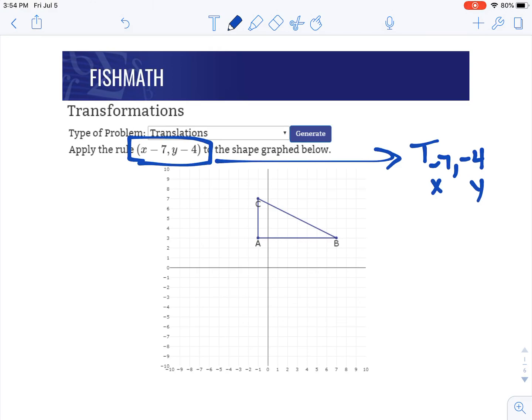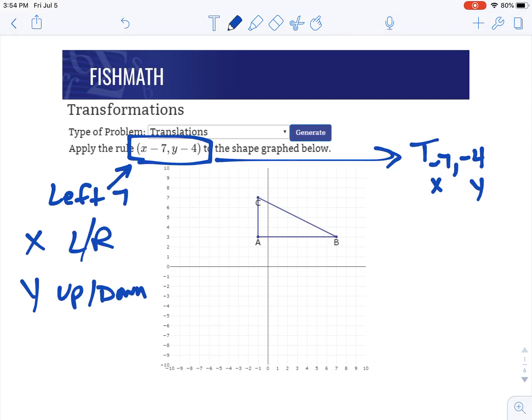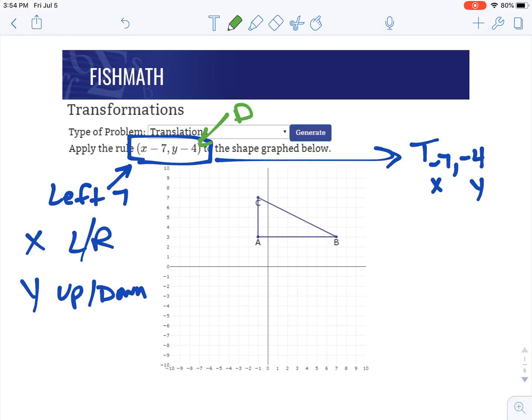So x coordinates are always left and right. So for x minus 7, if it's a subtraction of 7, that's left 7. If it was plus 7, that would be right 7. So x's are always left and right, and y's are always up and down. So if it's a minus 4 to the y, that's going to be down 4. So we're going to move this entire shape, each coordinate of it, left 7 and down 4. If it was plus 4 there, that would obviously be going up 4.